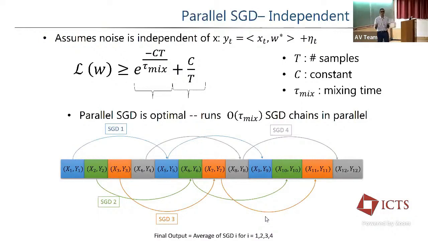Even in IID settings, your rate will be this tau mix over T, if the number of points that you're seeing is T by tau mix. So you cannot hope for anything better here. So this says that, yes, we can get the optimal rate, but still there's this annoying factor that we have not been able to decrease the bias at a faster rate. And it's a natural question whether you can do something better.